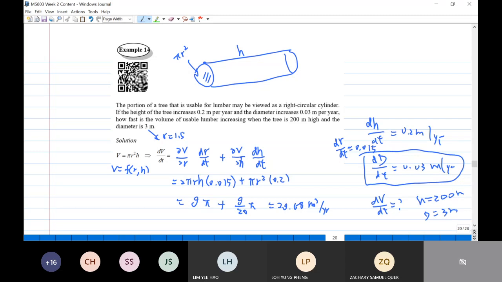Okay, so next example now. I'm going to use a chain rule again.